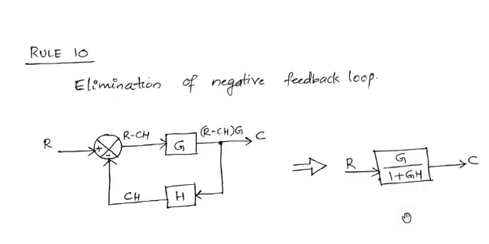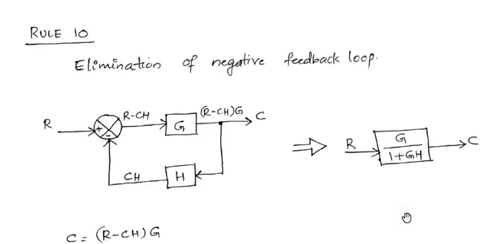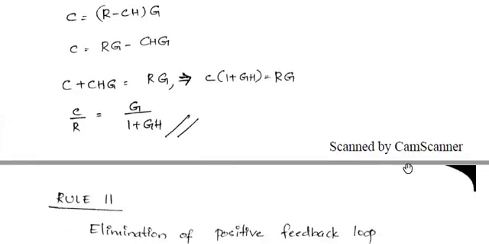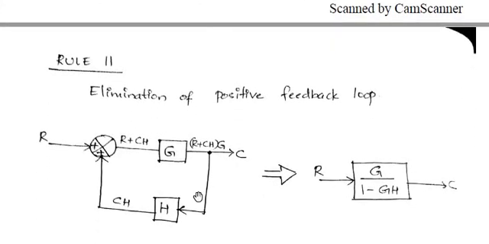And rule number 11 is elimination of positive feedback loop. So positive feedback means here instead of minus it will be plus. And the change that is going to happen is instead of 1 plus GH it will be 1 minus GH. So how will you eliminate a positive feedback loop? So this is a positive feedback loop and this can be reduced to a single block with the gain G divided by 1 minus GH. So here you have to keep in mind that G is the gain in the forward path and H is the gain in the feedback path.